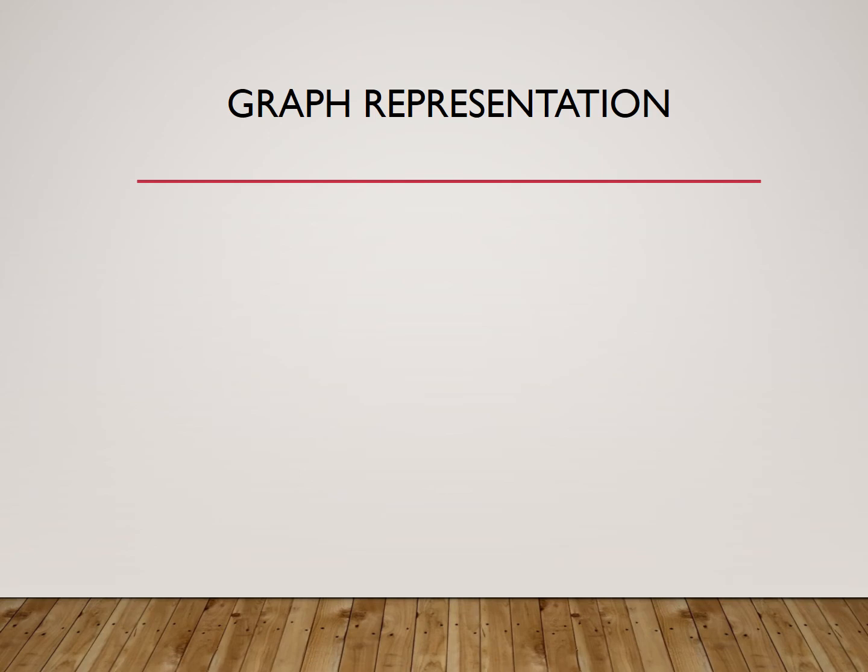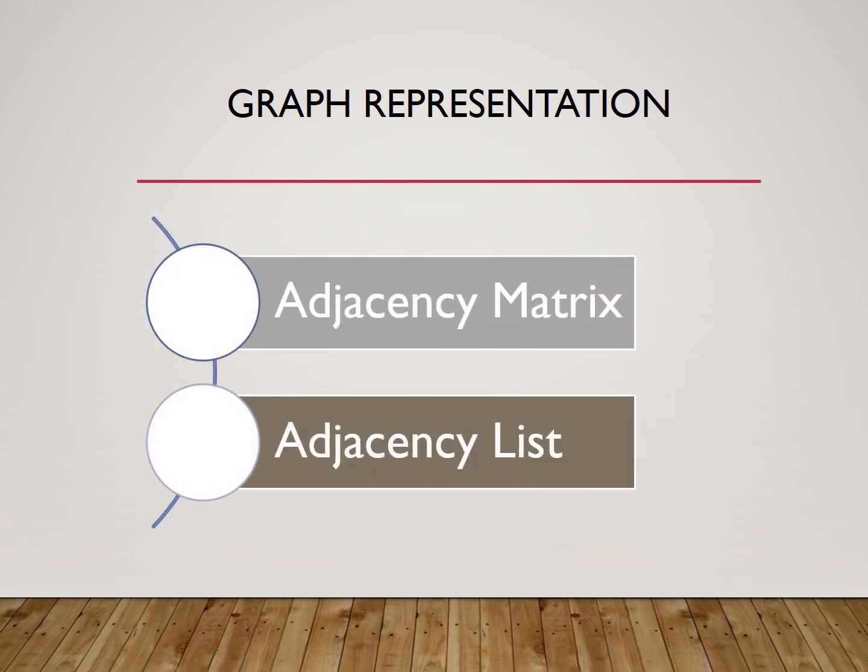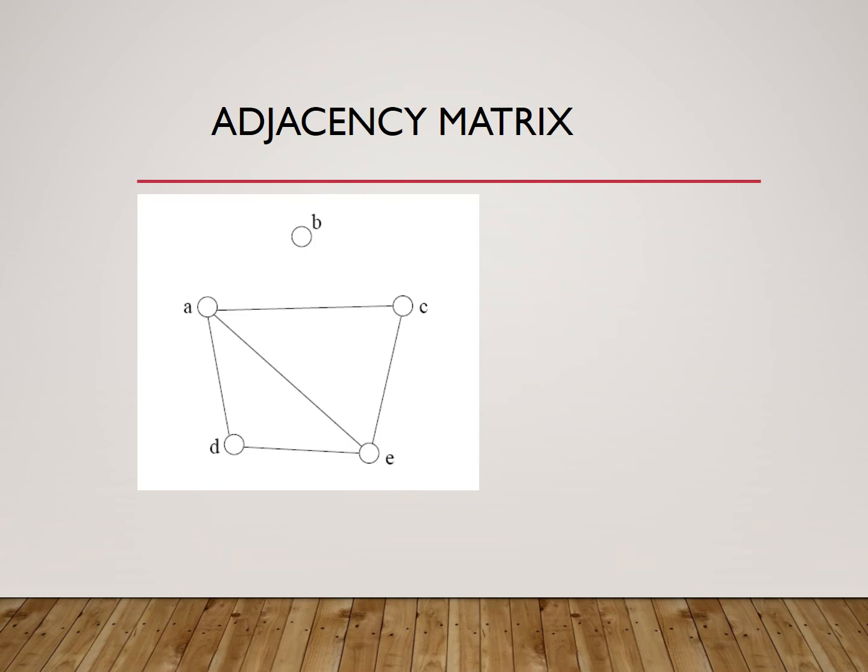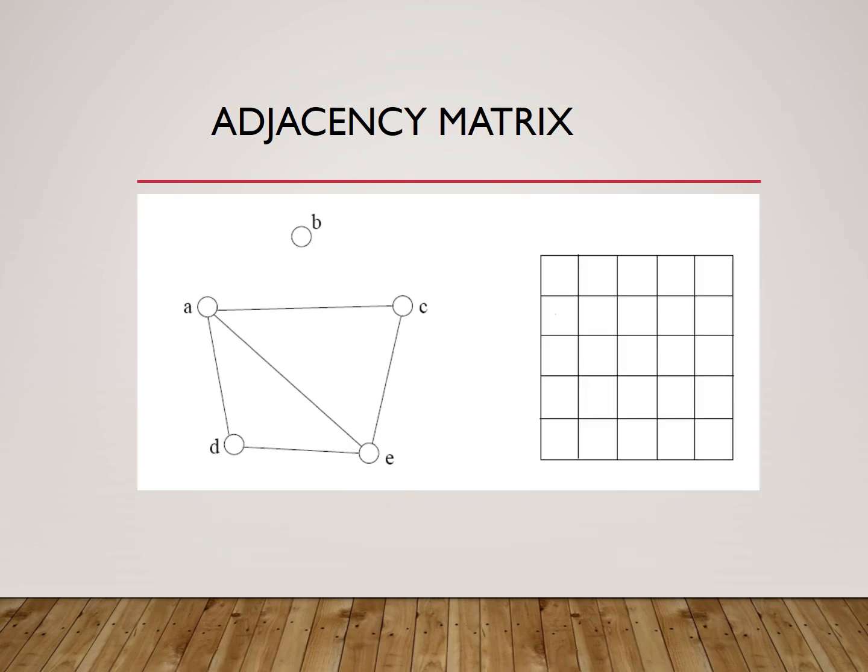There are two possible ways to represent a graph. First is the adjacency matrix. The other is the adjacency list. First, see how we represent a graph using an adjacency matrix. The matrix requires a two-dimensional array of size n by n.